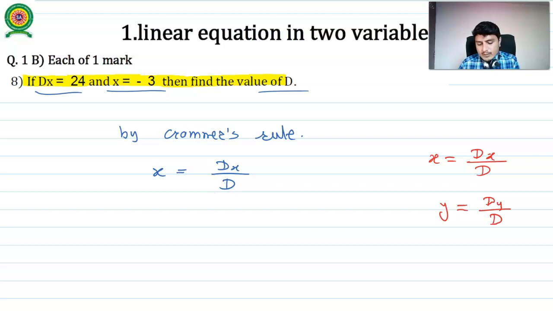Try to replace now the known values. Which are the known values? x is minus 3, so x equals minus 3, and the value of dx is 24, so minus 3 is equal to 24 divided by d.